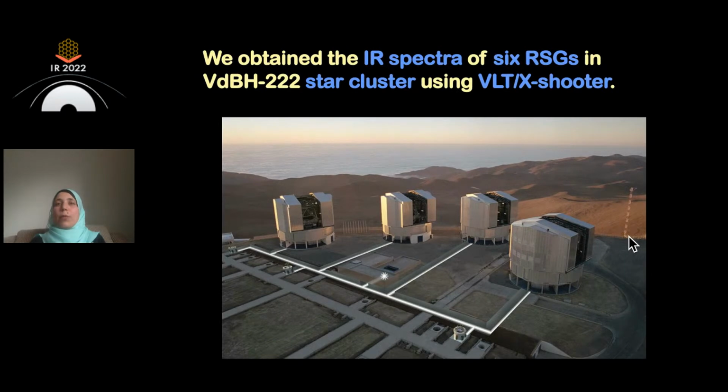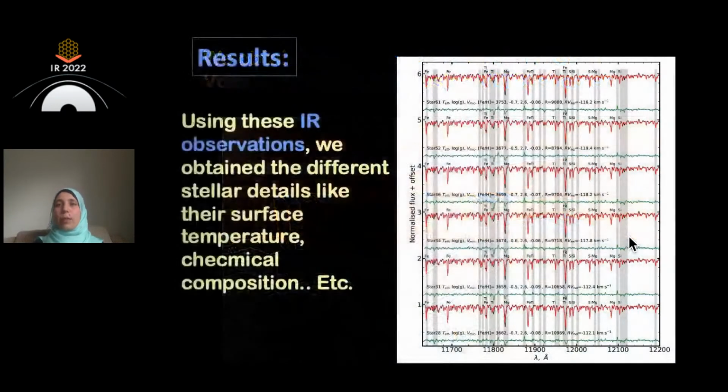So the idea was that we used the VLT telescope, which is located in Chile. This is an ESO telescope. We obtained the infrared spectra. As I mentioned, the reason we had to do infrared spectra is to avoid the scattering that happens for the optical light. And we observed 6 red supergiants in the star cluster that we are studying.